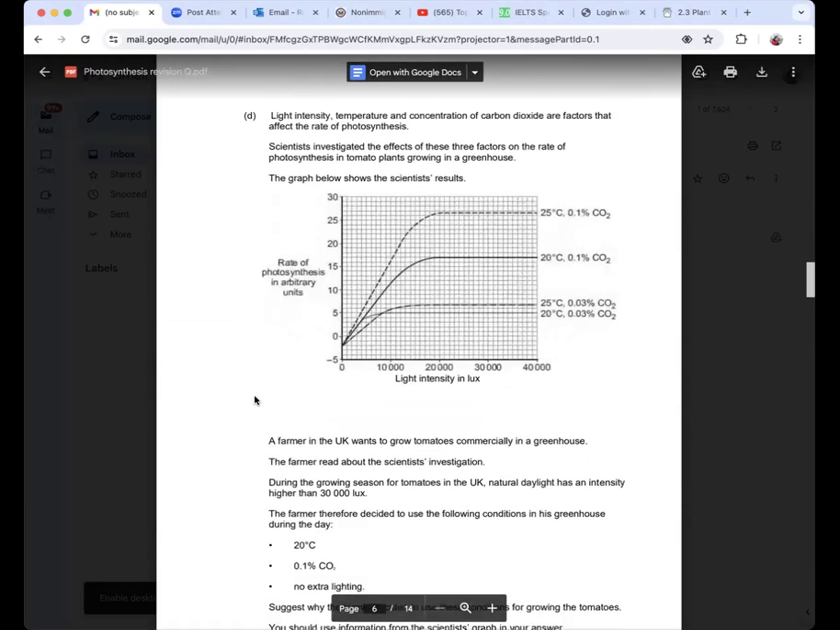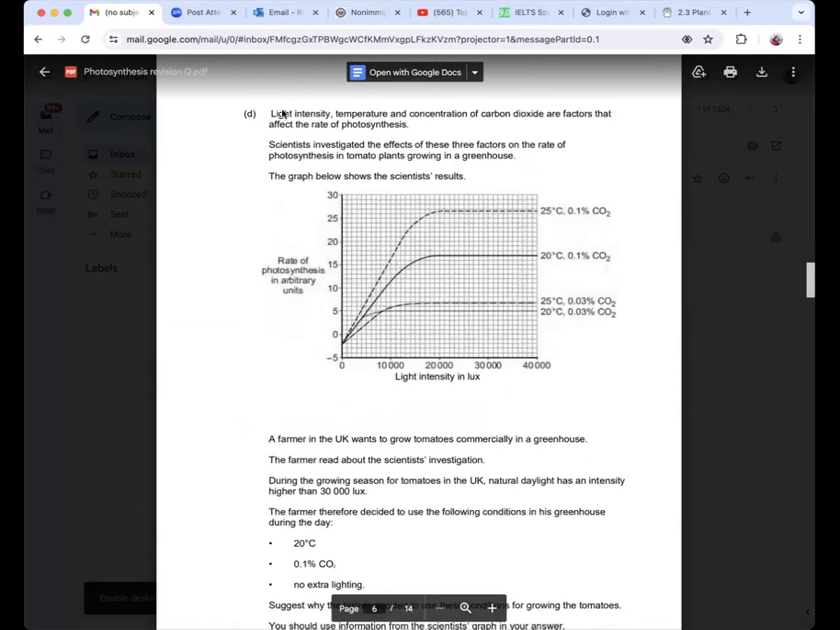You're wonderful. Could you please read this out? This is a big question. Please read it carefully. Okay, the light intensity, temperature, and concentration of carbon dioxide are factors that affect the rate of photosynthesis. Scientists investigated the effects of these three factors on the rate of photosynthesis in tomato plants growing in a greenhouse. The graph below shows the scientists' results.